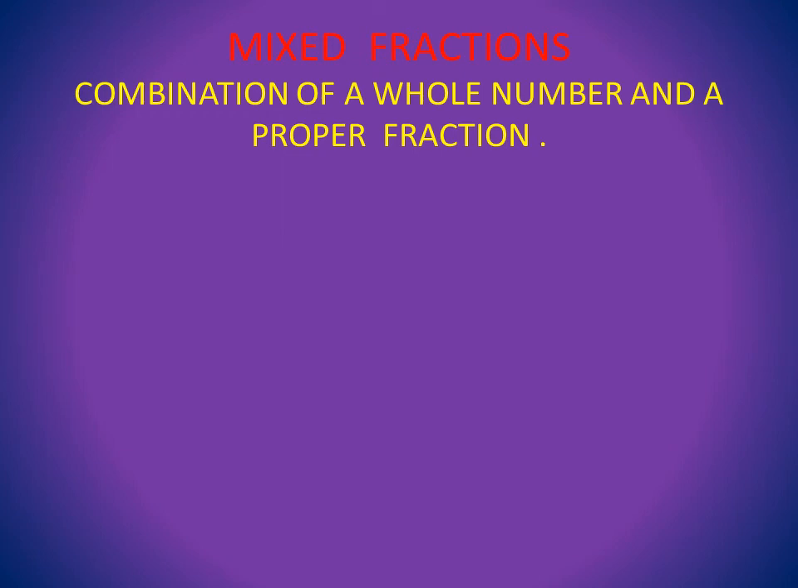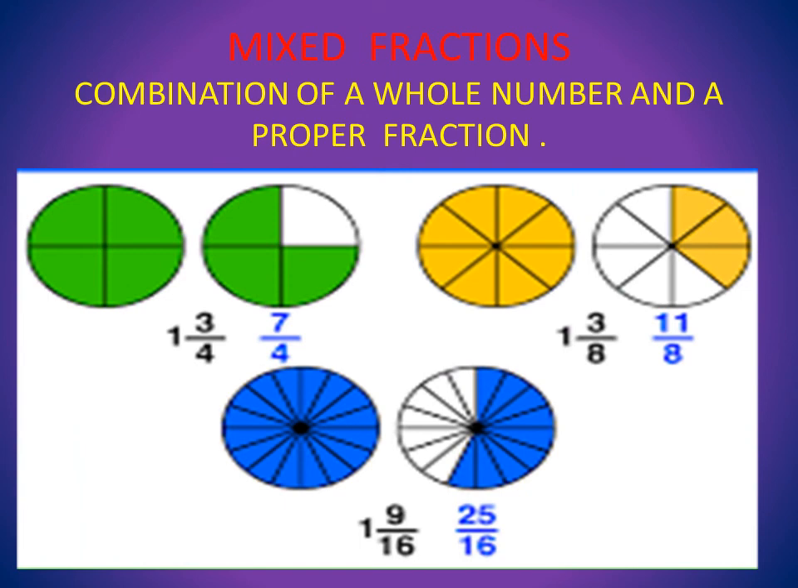Sixth one, mixed fractions. A combination of a whole number and a proper fraction. Now here the examples are given. Now first one, 1 3 upon 4. So here 1 is the whole number, 3 upon 4 is the fraction. So the combination of 1 and 3 upon 4 together is known as a mixed fraction.